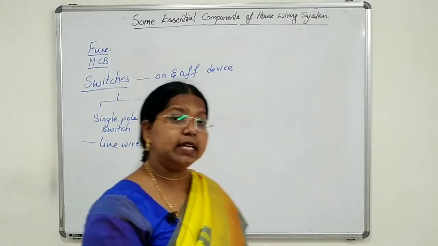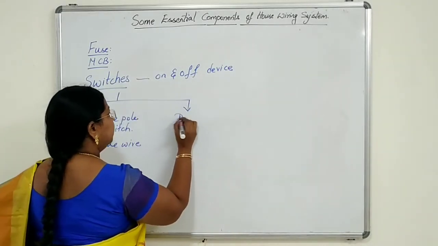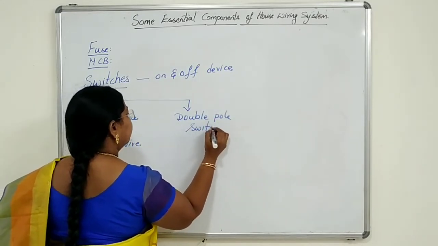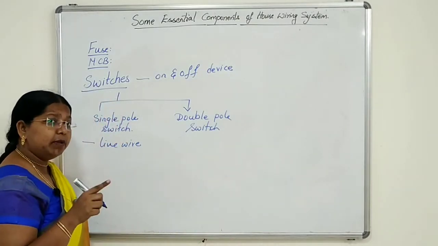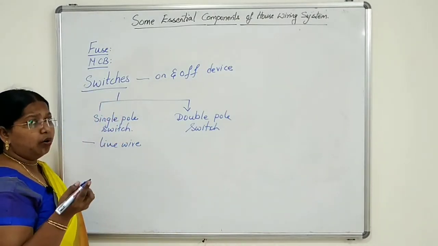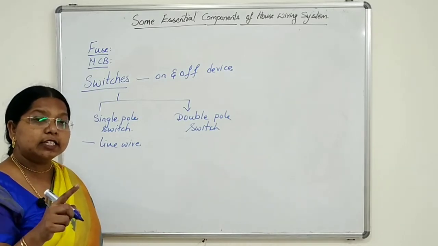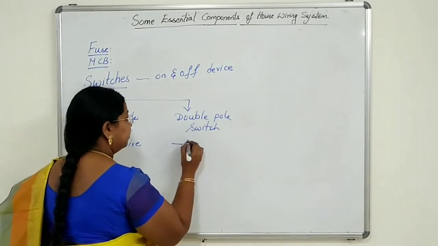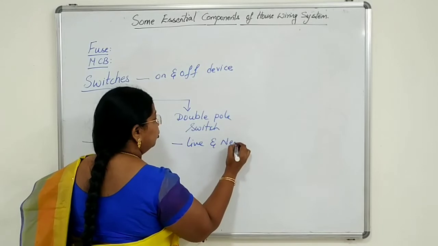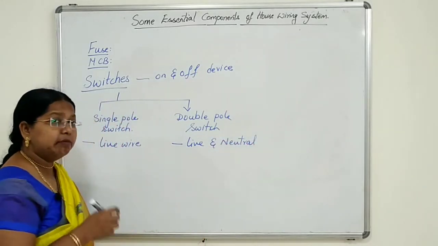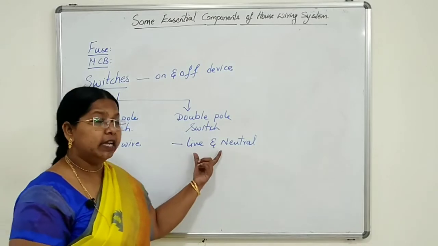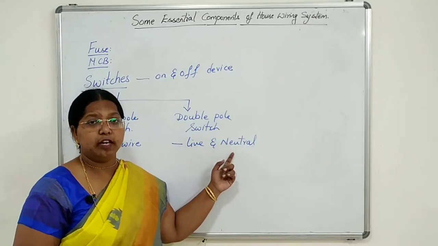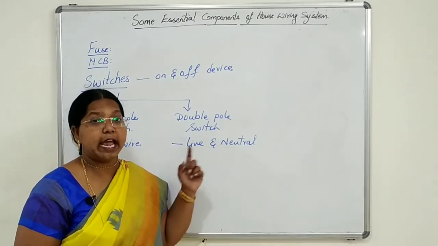And the second type is the double pole switch. This double pole switch, when it is on or off, will either connect or disconnect both the live and neutral wire simultaneously. It simultaneously connects when it is on, and simultaneously disconnects when it is off, both the live and neutral wire. Both live and neutral connection at a time.